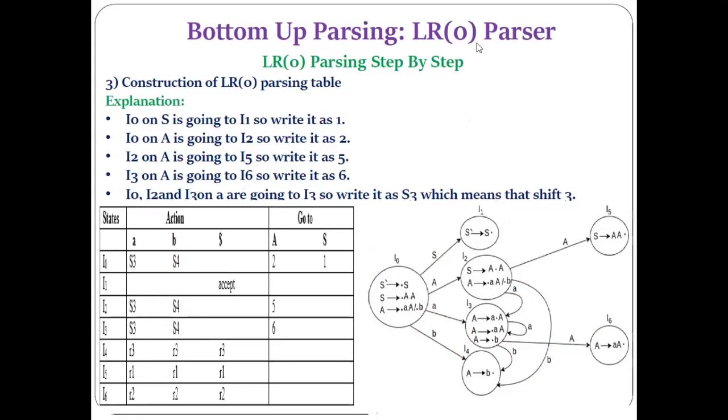Now related to the shift, I have mentioned I0, I2, I3 on A are going to I3. So we write S3, which means shift. How to make these shift entries, I already told you. Only remaining is how the reduce entries come. Okay, let's see that.